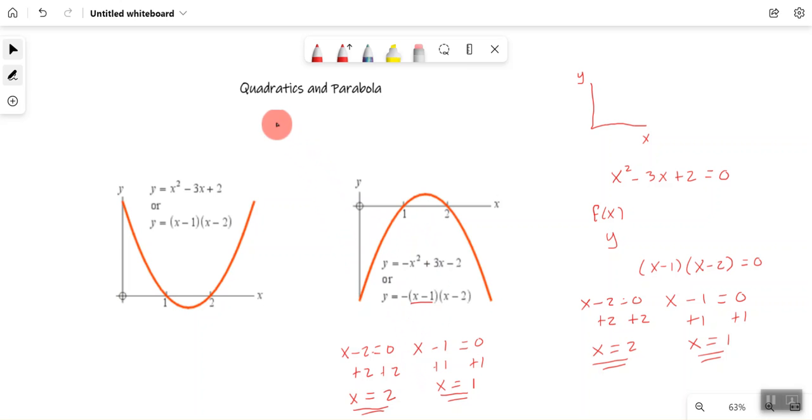So this is just a quick introduction to quadratics and this idea of what's known as a parabola, and how you can use a parabola or this graph to identify what the roots are. The roots are always going to be where the parabola cuts the x-axis, where y is equal to 0.